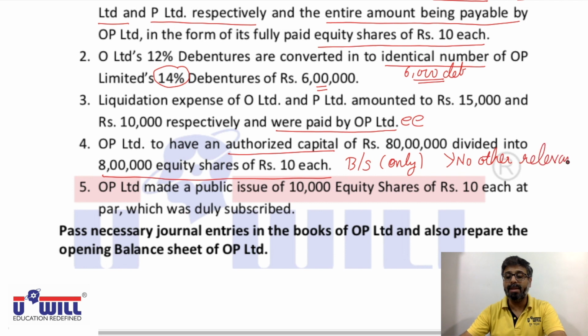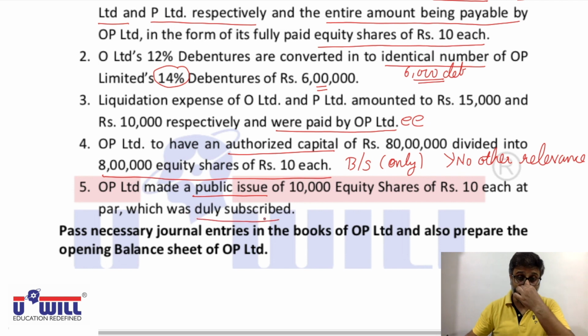Authorized capital we simply have to write in the balance sheet of the new company, otherwise no other relevance in the journal entries. OP Limited made a public issue of 10,000 equity shares of rupees 10 each at par, which was duly subscribed. So this is the fourth entry we discussed in the order of journal entries. Issue of shares to the public entry will also come in the books of OP Limited.